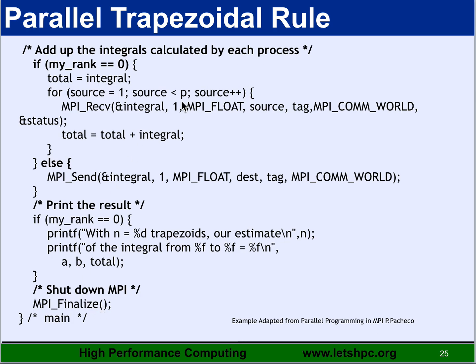What is important to understand is that these two calls, MPI receive and MPI send, are blocking in nature. So we need to make sure that there is no deadlock. Here we are not going to get any deadlock, but we'll see under what circumstances we may end up with a deadlock situation.